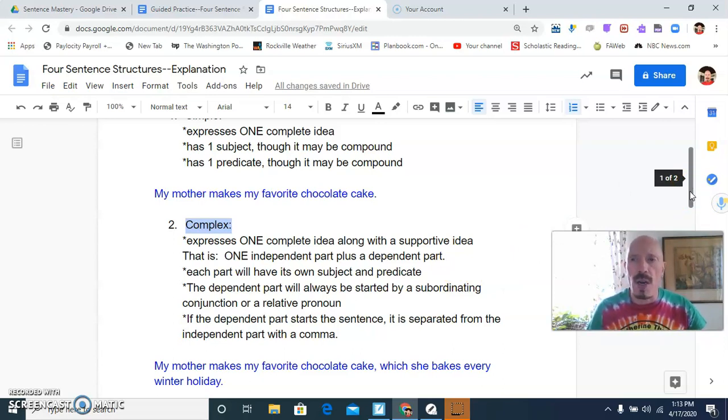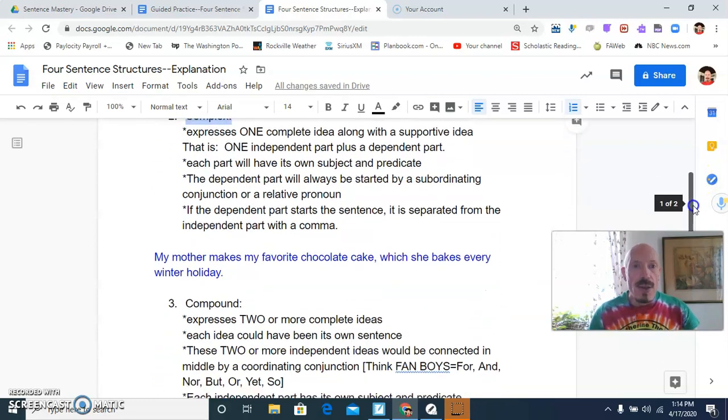Again, consult your chart of conjunctions and relative pronouns, and coming up with a complex sentence is pretty easy, so long as you remember that the part that's all by itself has a subject and a verb, and the other part that follows that subordinating conjunction or relative pronoun also has its own subject and verb. Okay? And just keep in mind, if you start with a dependent clause, if you start with a subordinating conjunction as your first word, that part is going to be followed by a comma before you proceed with the independent part. All right?